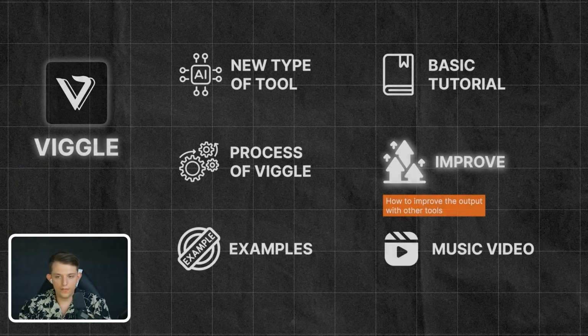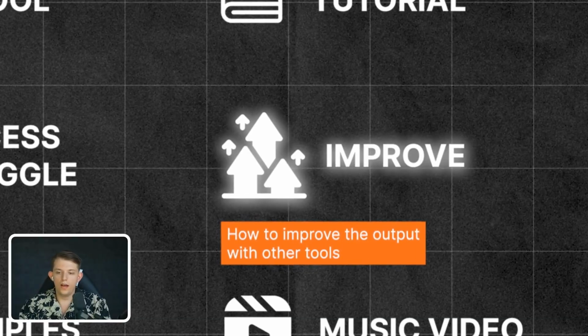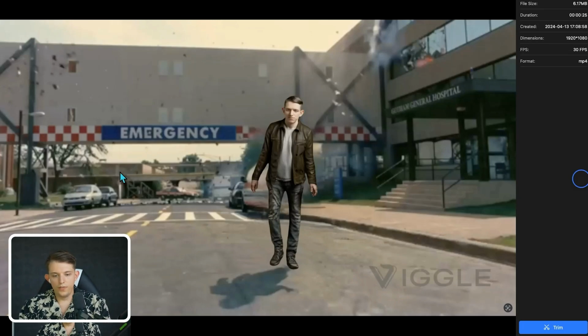So now that we've done a basic tutorial and gone over some examples, let's go to the fun part, which is actually using tools to improve the quality of the outputs. This video right here is straight out of Viggle.